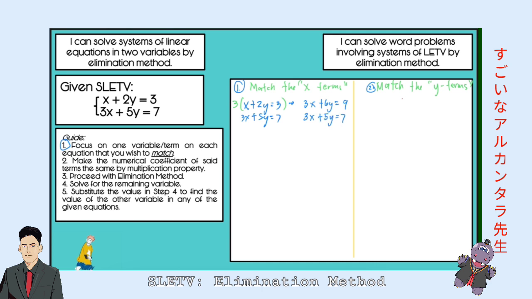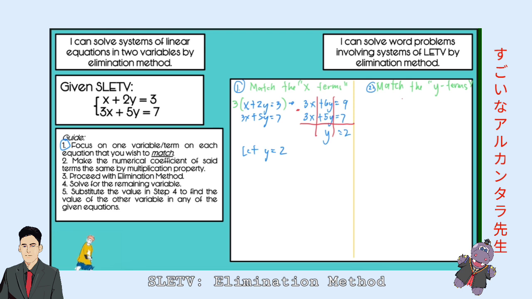So in this case, if we continue, you can now have our new system that is equivalent to the previous one, where both of them have 3x altogether. So we can do the subtraction method here. To eliminate 3x's, that will be 0. 6y minus 5y, that will give us y, and 9 minus 7, that will give us 2. So in this case, we already have the value, y being 2.